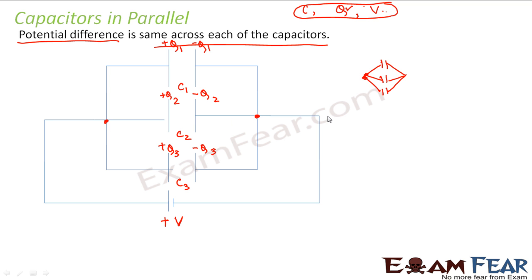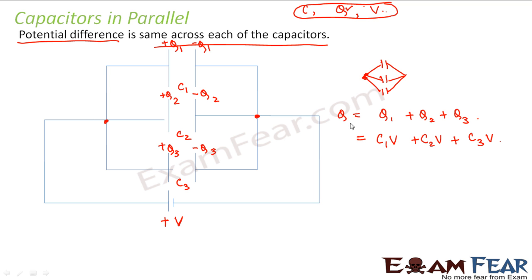Right? So in this case, what is the total charge of the circuit? Q. The total charge of the circuit will be Q1 plus Q2 plus Q3. That is the charge stored in capacitor 1 plus capacitor 2 plus capacitor 3. So what would be the charge stored in capacitor 1? Q is equal to CV, we know that. So it will be C1 into V plus C2 into V plus C3 into V.